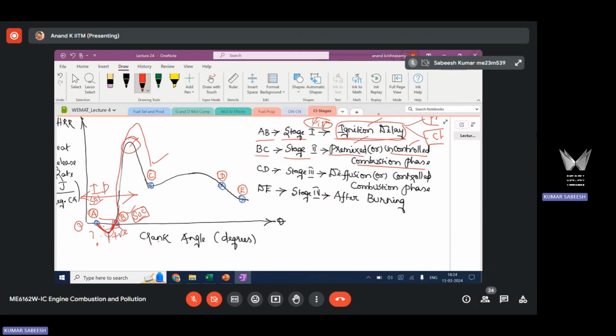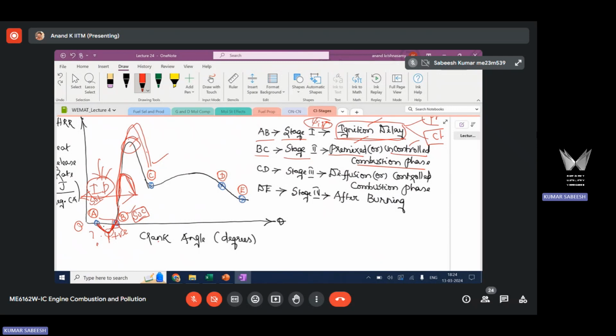So the energy release during the premix or uncontrolled phase is dependent on how much fuel is injected during the delay time. That is dependent on the duration of the delay time. When the delay time is longer, you are going to have a more intense premix phase. When the delay time is shorter, you will have a less intense premix phase. So the premix energy release profile is a strong function of ignition delay time. Longer the delay, more will be the premix phase. Shorter the delay, less will be the premix phase.